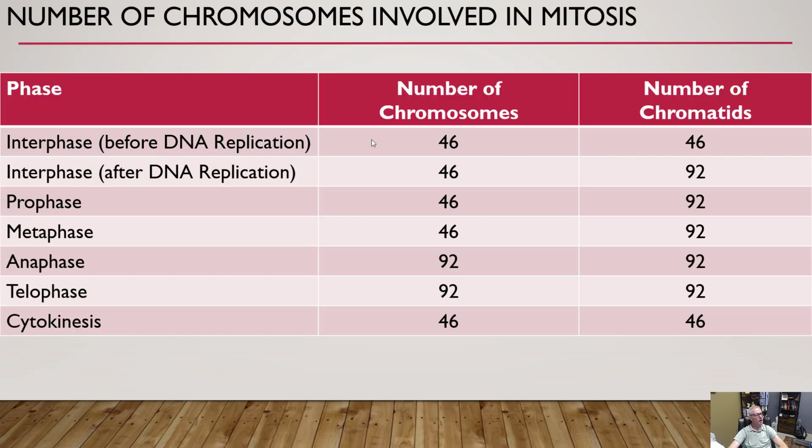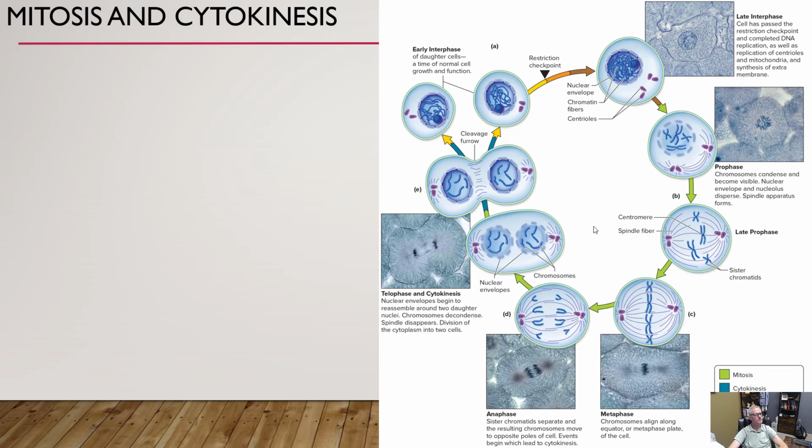All right. Then again, this is just a summary slide of how many chromosomes and chromatids that we see in each phase of mitosis, cytokinesis, and interphase. Here's a picture version. I just find that one a little bit more complicated.